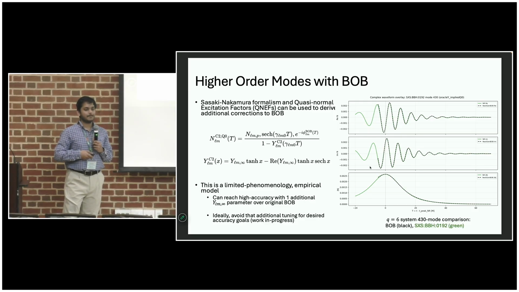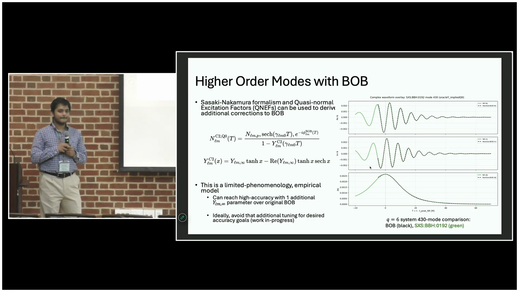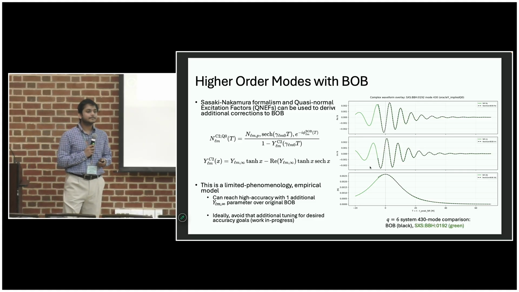And last question, if I'm allowed, is there, maybe you could summarize quickly, how can you add more physical effects to Bob?